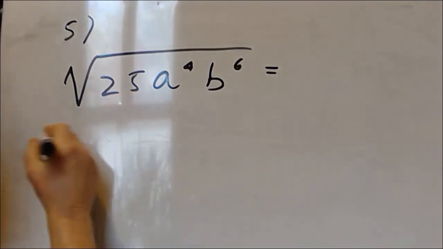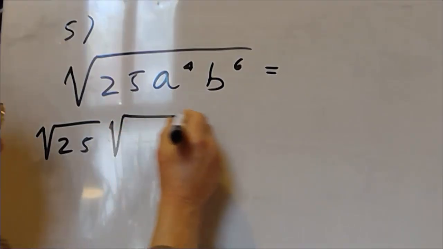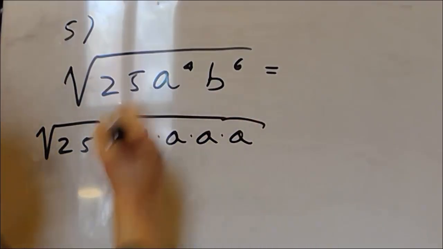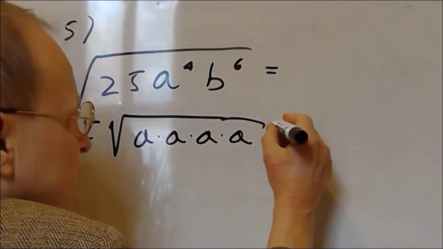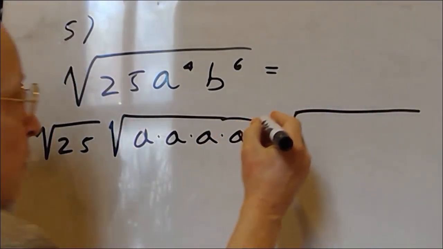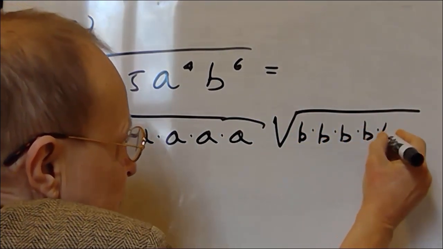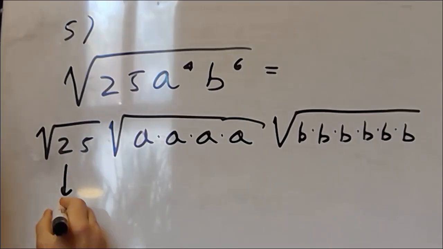So I'm going to break down my square root of 25 first, and I'm going to break down all my a's, a times a times a times a, because this little 4 tells me how many times I have to repeat my a. And then here I'm going to repeat my b times b times b times b times b 6 times. Then, we know from the last problem that the square root of 25 is 5, so we can just pull that out.